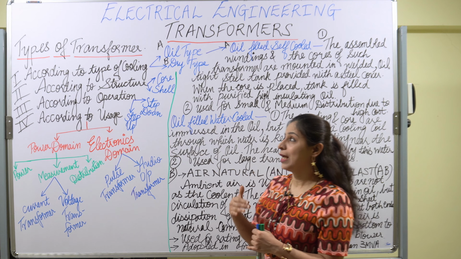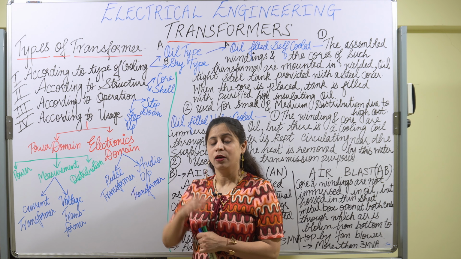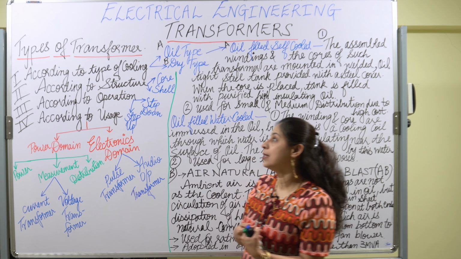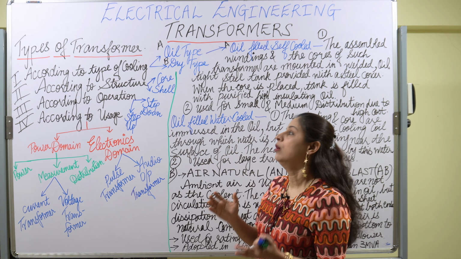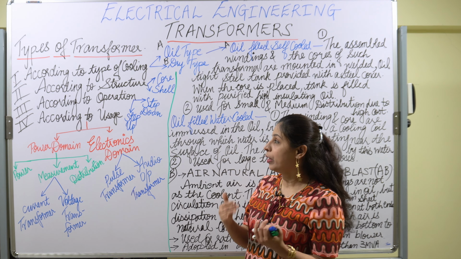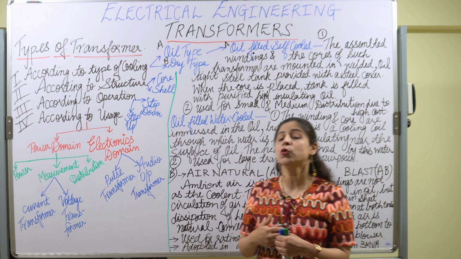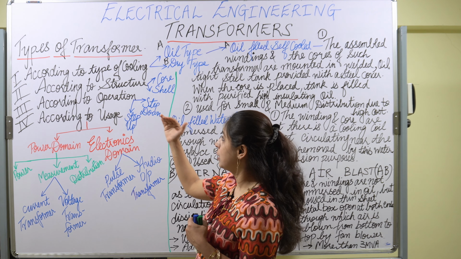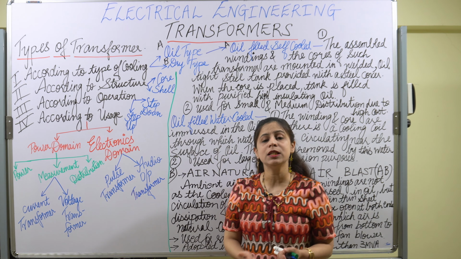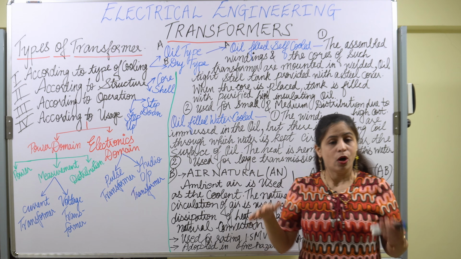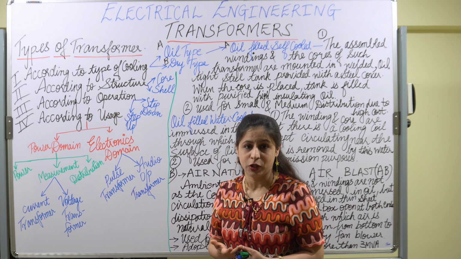Okay, so they can be categorized in four ways. The first way is according to the type of cooling. The second way is according to the type of structure, then according to the operation and according to the usage. In the first type, according to the type of cooling, they can be again divided into oil type and dry type. Oil type transformers and dry type transformers.